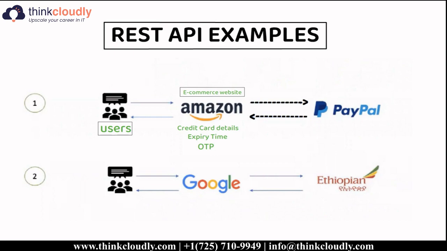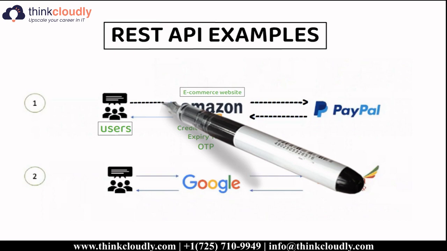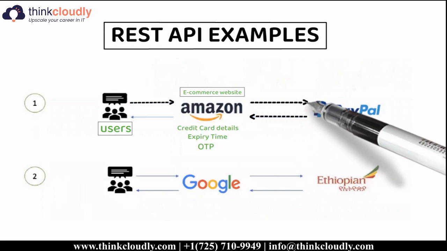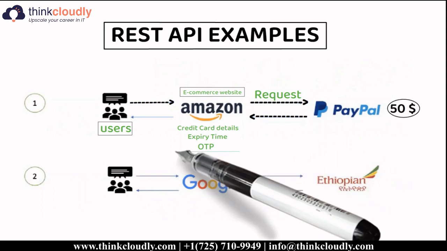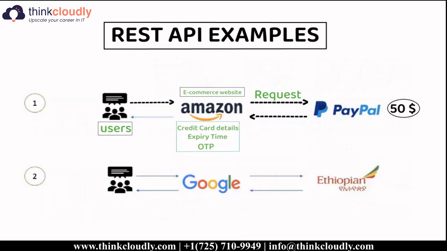Let's say that when you buy something on Amazon, Amazon will send a request to PayPal that Naman is trying to buy a product from us. Please deduct $50 from his account. PayPal will validate all the information provided as part of the request, deduct $50, and send a success response that the transaction is successful. Please ship the order. So there is a communication happening between two applications.